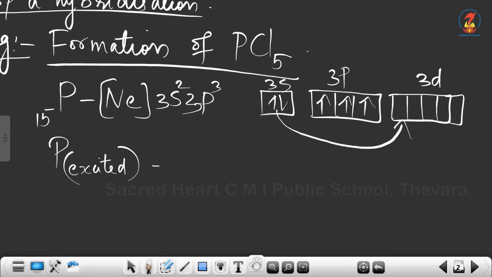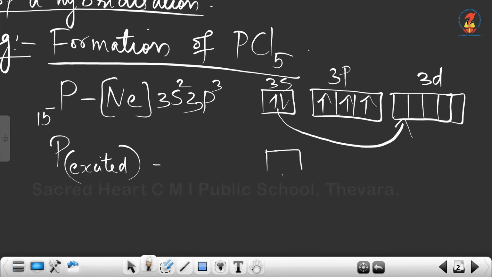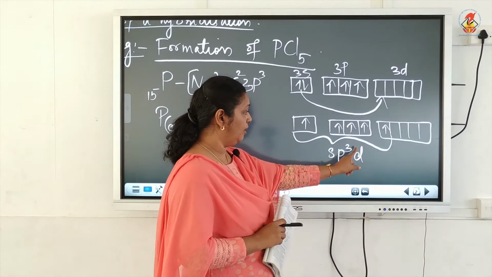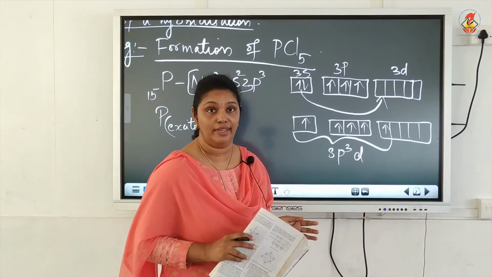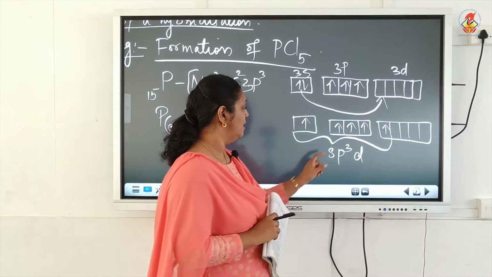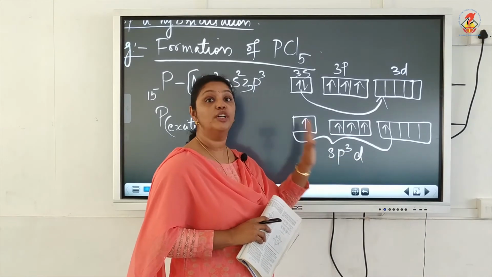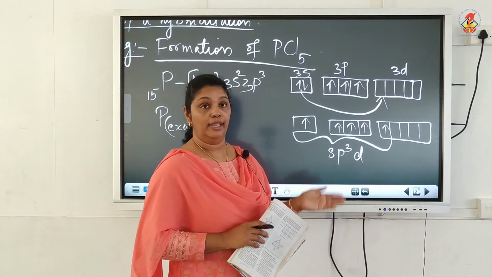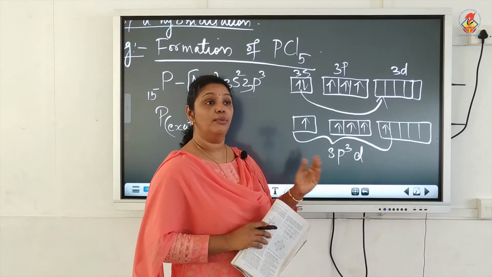The orbital diagram will be 3s, 3p, 3d. So we have sp3d hybrid orbitals. There is one s orbital, 3 p orbitals, and 1 d orbital that will hybridize to form how many hybrid orbitals? 1 plus 3 plus 1. 5 new hybrid orbitals of same energy and shape. Okay, now what will happen? How will it form PCl5?